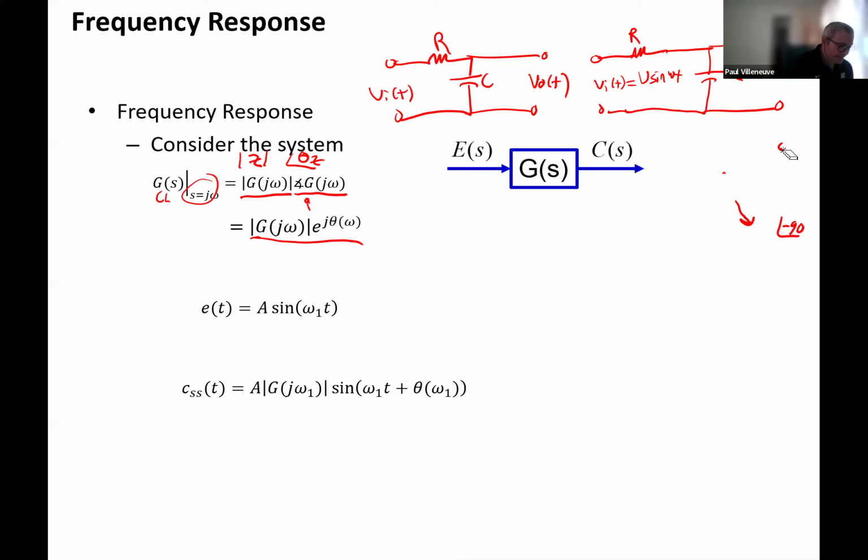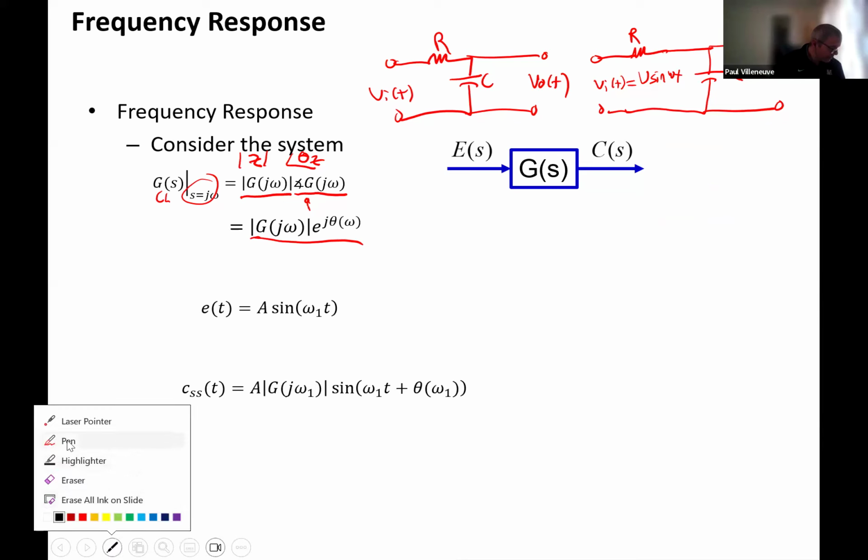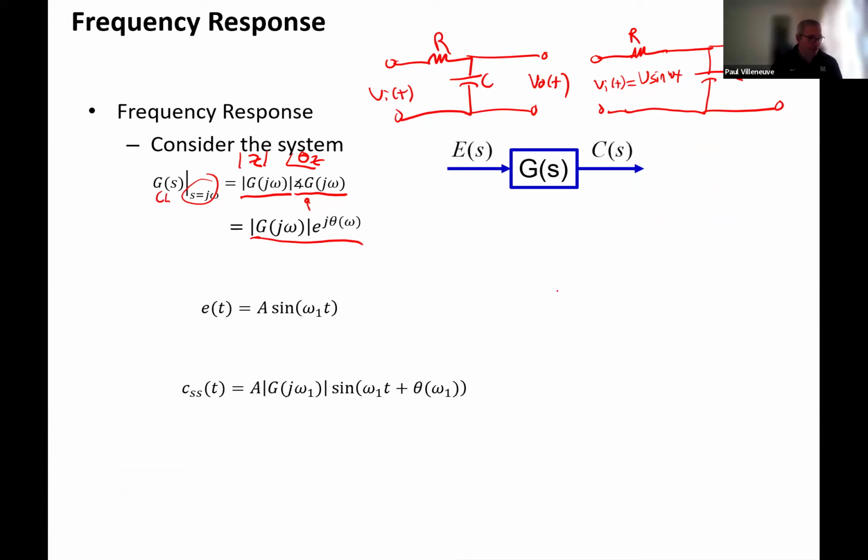Okay. So here is our block diagram. And we have an input, a voltage, or any signal, right? Doesn't have to be a voltage. And then we run it through our system transfer function. And then we have a corresponding output. So that's our magnitude, that's our phase.